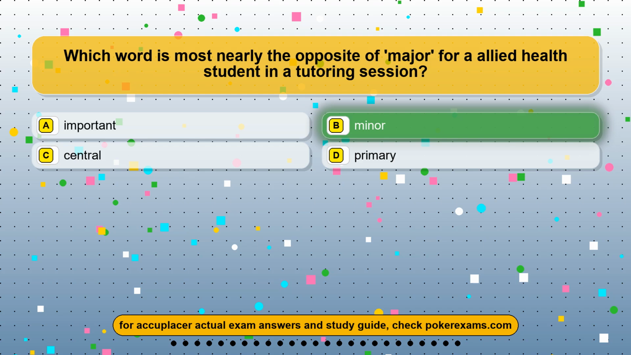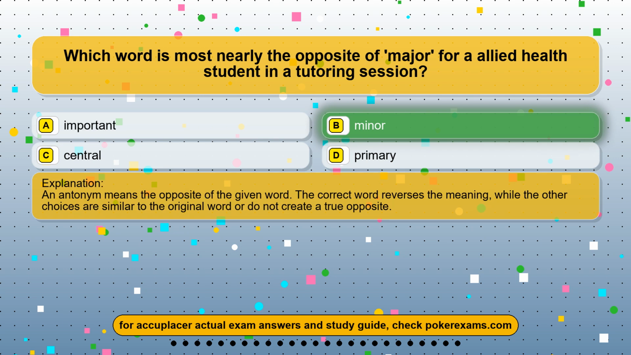The correct answer is option B, minor. An antonym means the opposite of the given word. The correct word reverses the meaning, while the other choices are similar to the original word or do not create a true opposite.